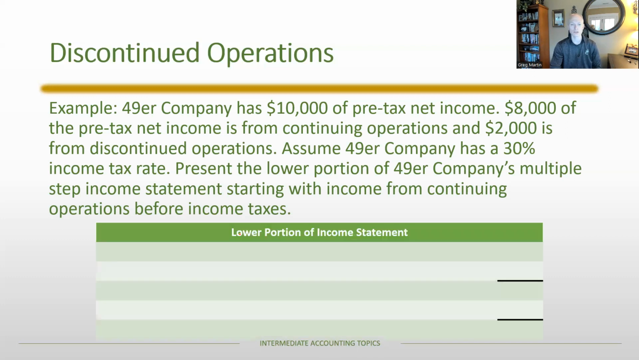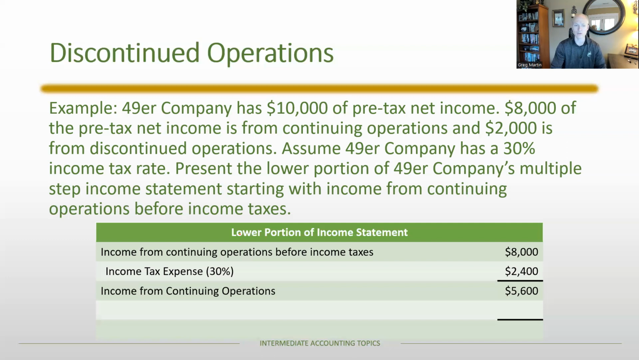As we transition from continuing operations to discontinued operations, at the very top we have the portion of our income that is from continuing operations. This would actually be a line item on a multiple step income statement. For the upcoming test, this is something that you need to separately report. Then we apply our tax rate, which gives us our income tax expense. 30% of 8,000 is 2,400, and so our income from continuing operations is $5,600.